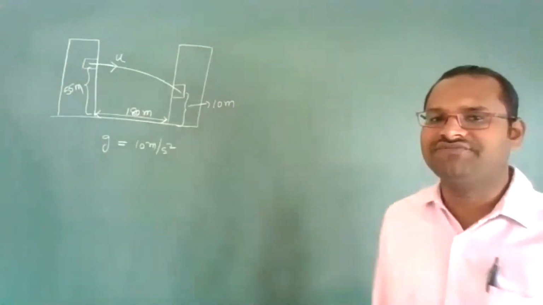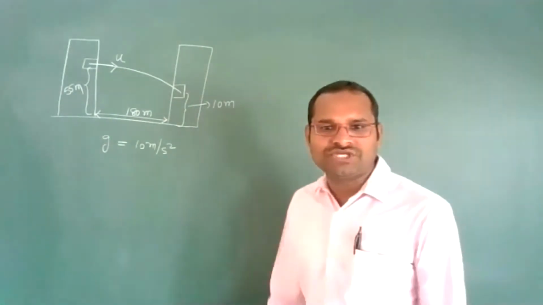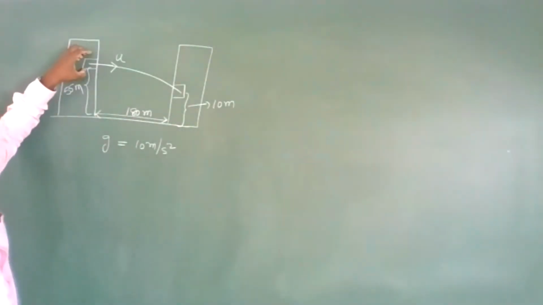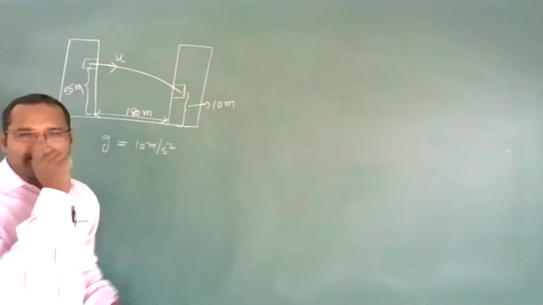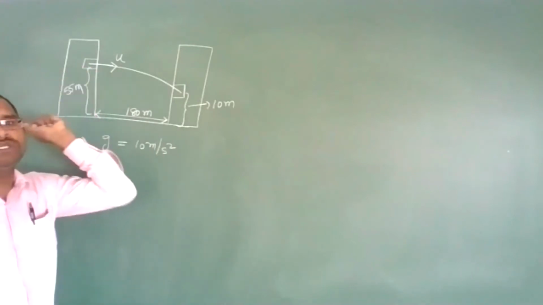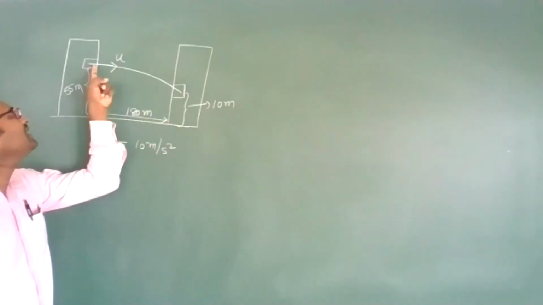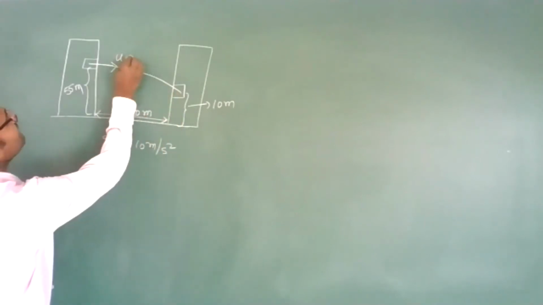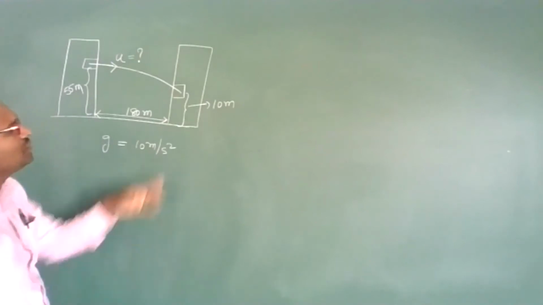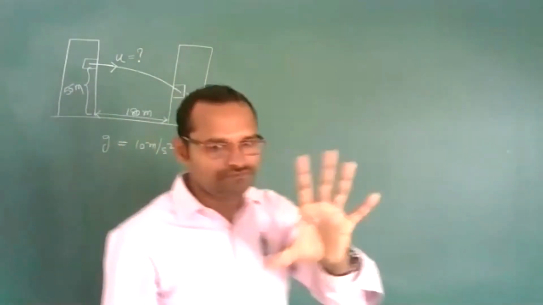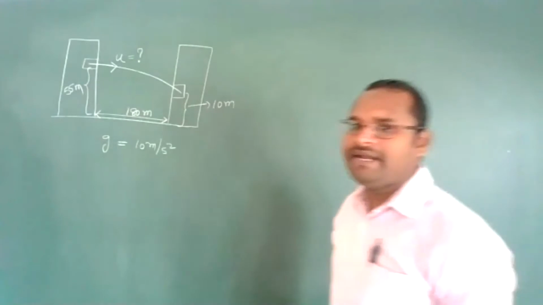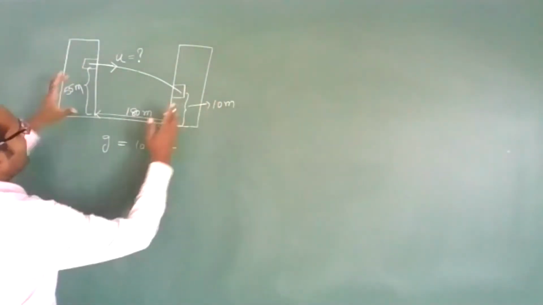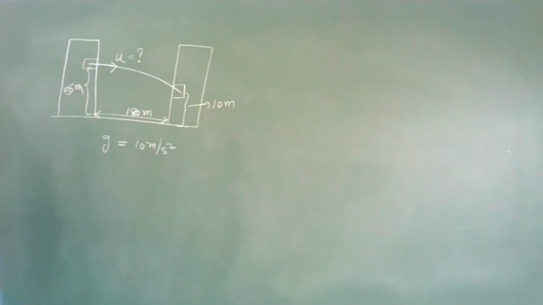Listen carefully. I hope you understand this question. Two buildings are there. One of your friends is standing here and one is standing here. This friend is throwing a ball so that exactly this ball has to go to this window. What is the velocity he has to throw with so that it enters this window? This is what we need to find. For that, they have given this window height, that window height, and the separation between these two buildings.